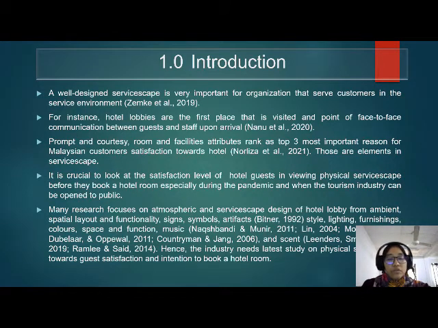Now, it is also crucial to look at the satisfaction level of hotel guests in viewing physical Servicescape before they book a hotel room, especially during the pandemic and when the tourism industry can be opened later to the public. So we have many research on Servicescape conducted by famous researcher, for example, Bittner 1992. We have also Ramli and Said 2014. Examples of the area, they are focusing on the ambient, signs and symbols, and they are focusing on the lighting and music and also sound. Hence the industry needs later study on physical Servicescape towards guest satisfaction and intention to book a hotel room.